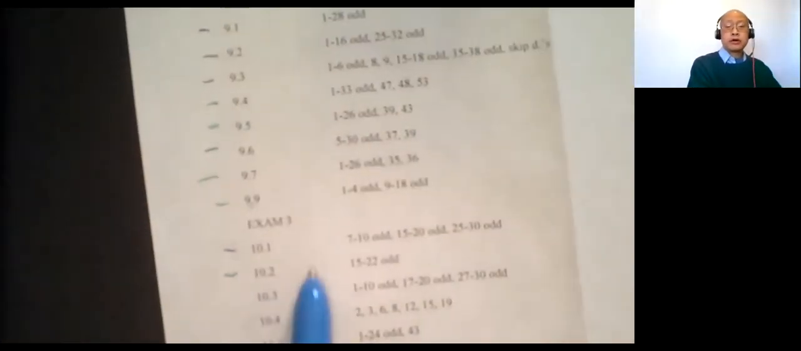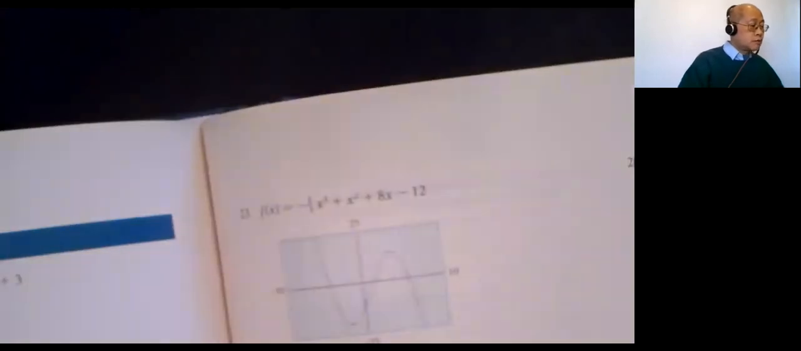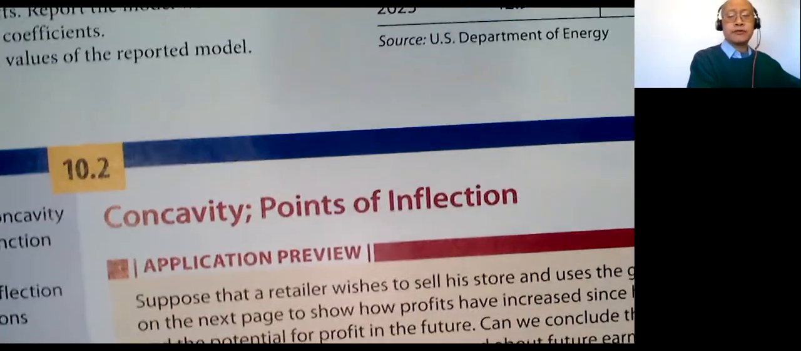Right, so on to 10.2. 10.2 incorporates everything from 10.1 and more. So everything we did last time still applies and more stuff. So let's see what that's about. Okay, so 10.2, we're dealing with something called concavity. Whatever that means, I'll have to show you. 10.2, concavity and points of inflection.